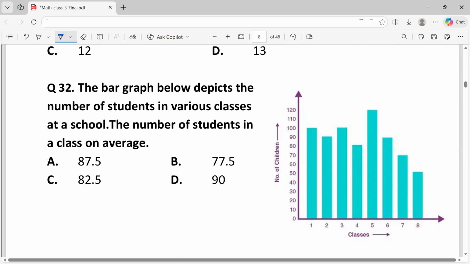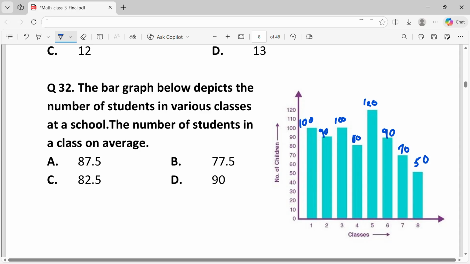Question 32. The bar graph below depicts the number of students in various classes at a school. The number of students in class on average. The number of students in class 1 is 100. Class 2 is 90. Class 3 is 100 again. Class 4 is 80. Class 5 is 120. Class 6 is again 90. Class 7 is 70 and class 8 is 50.